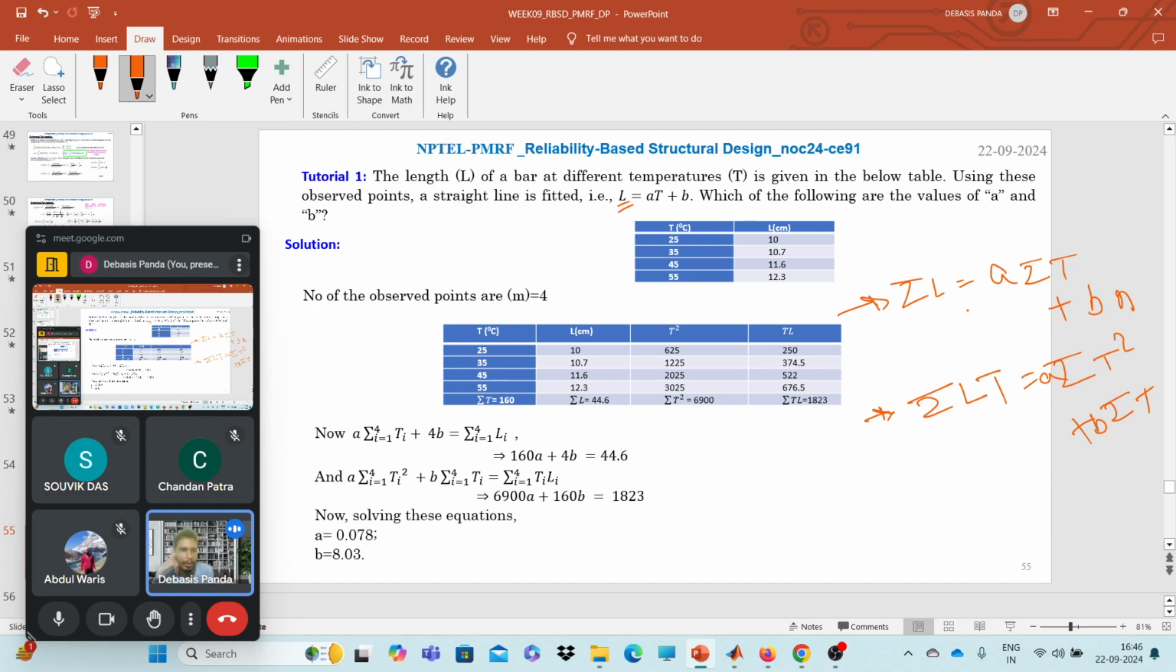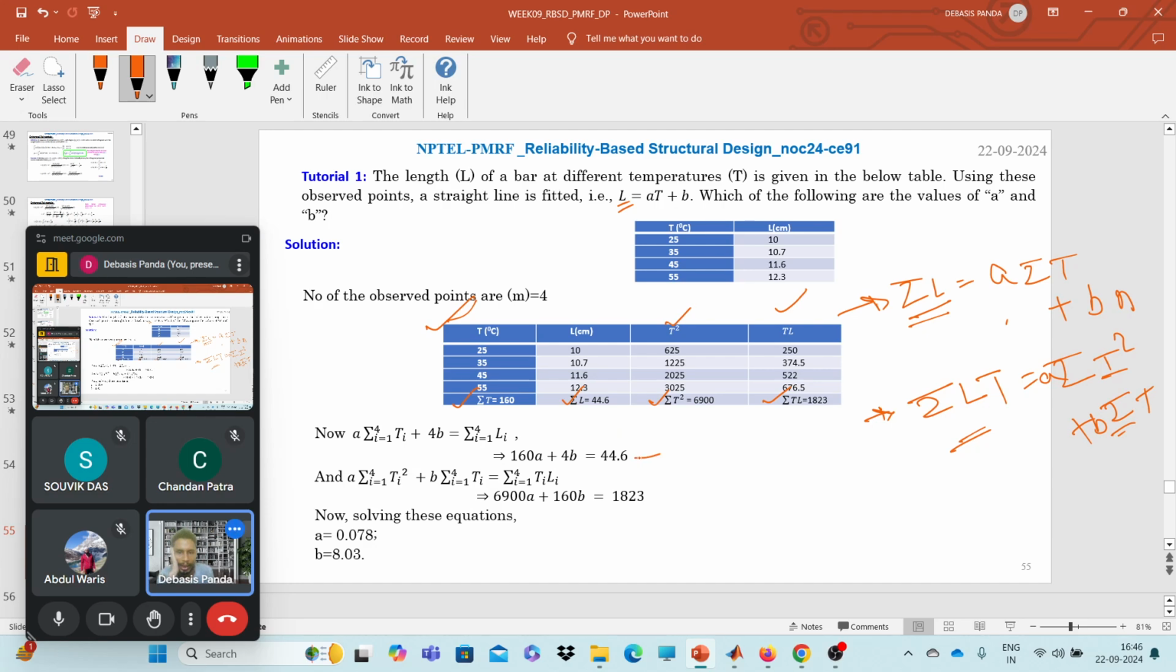So to solve this, what you need to find out? Summation of L, summation of LT, summation of T square, summation of T. So you just make a column, a table, and you just solve it. T square, TL. Summation of T, summation of L, summation of T square, summation of TL. Now put these values in these two normal equations.